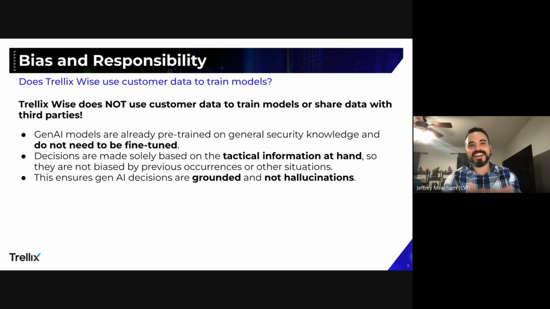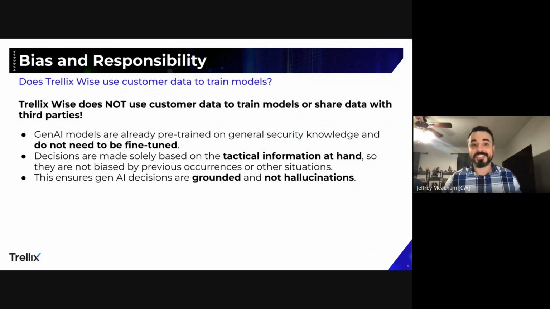Okay, here is probably the most common question that we get. And I would argue that this is probably one of the most important slides in my slide deck. And I want you to take this home. And that is, hey, well, you're telling us that Trellix Wise is learning, it is adapting, it is making new decisions. Does Trellix Wise use customer data to train models? And the answer is a strong and resounding no.